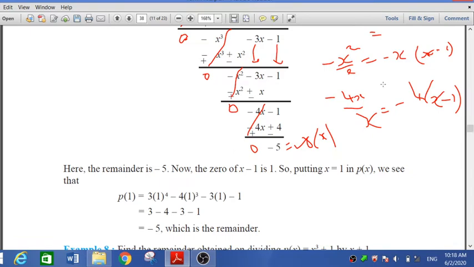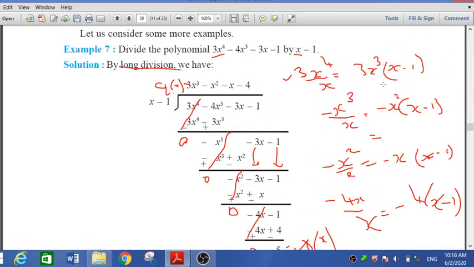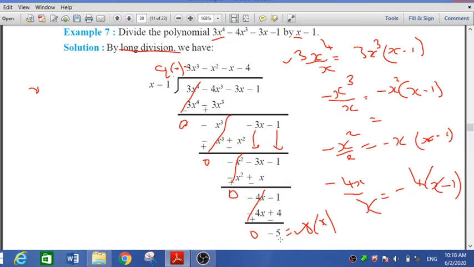Now one new method, related to finding a shortcut. It is the long division method. Now the question is just to find the remainder. If I want to find the remainder, here the remainder is minus 5. If I want to get the remainder directly, what do I have to do? Because x minus 1 is dividing this polynomial here. So x minus 1 is equal to 0. So x equal to 1.